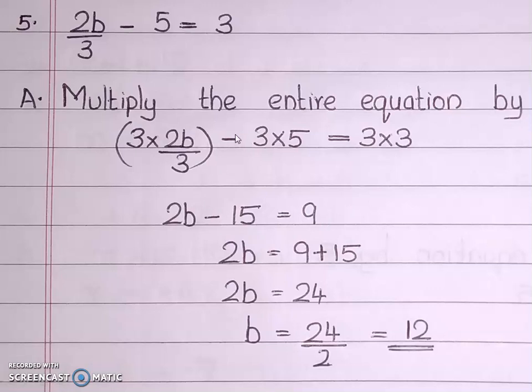Transposing minus 15 to the other side, it becomes plus 15. 9 plus 15, 24. So 2 into b equal to 24. So b is equal to 24 by 2, equal to 12. So the fifth answer is 12. That is, the solution of the equation is b equal to 12.